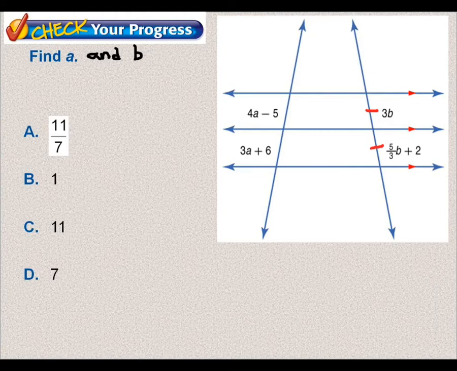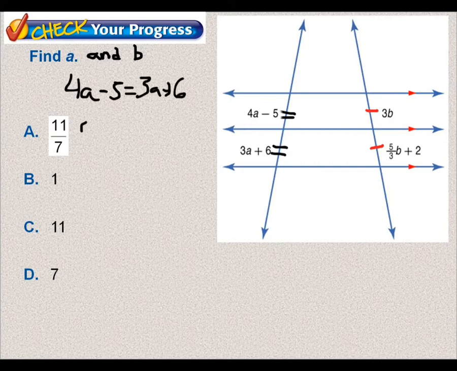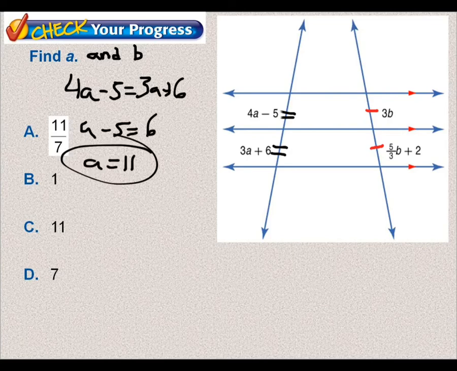Since these two sides are congruent, corollary 7.2 says if 3 parallel lines cut off congruent segments of one transversal, they cut off congruent segments of the other transversal. So since those two sides are congruent, those two must be congruent, and that's going to get us to solve for A and B. A would look like 4a minus 5 is equal to 3a plus 6. Subtract 3a from both sides. Add 5 to both sides. A is 11.